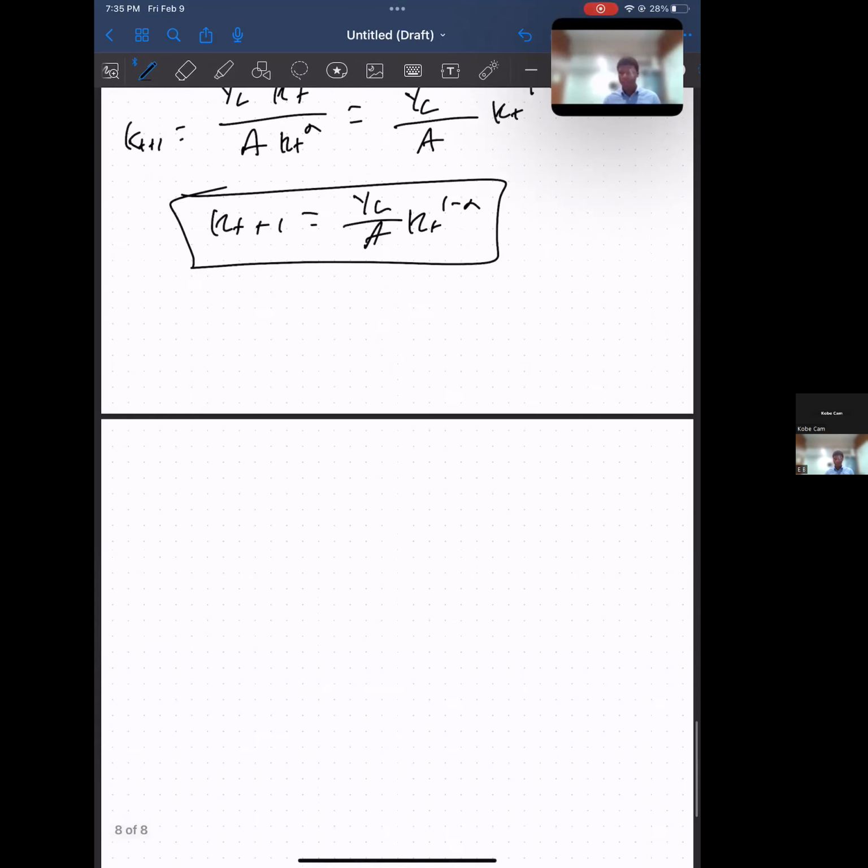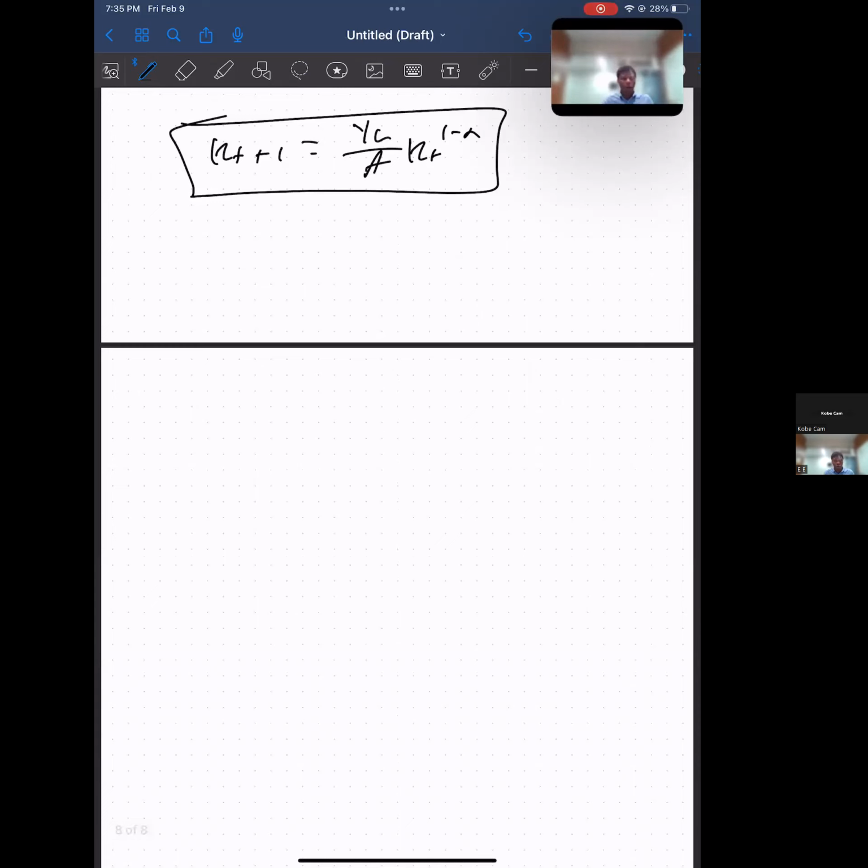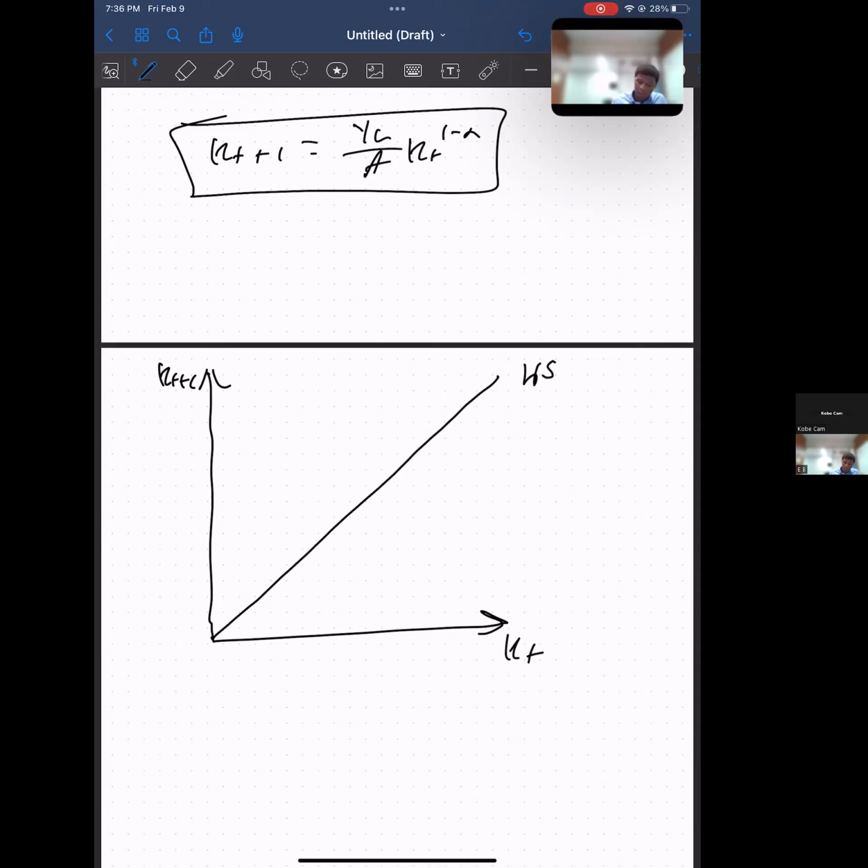What's next? Well, the question now asks, draw the phase diagram for the Solow model in this case. Does the model predict that the population converges to a steady state? If so, what is it? If not, explain why not. So let's start with the first bit, right? First, we need to make a phase diagram. So just like typical, k_t plus 1 against k_t, a 45-degree line, and now we have this.